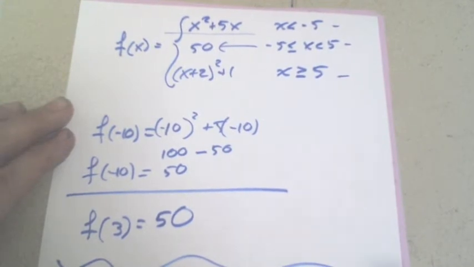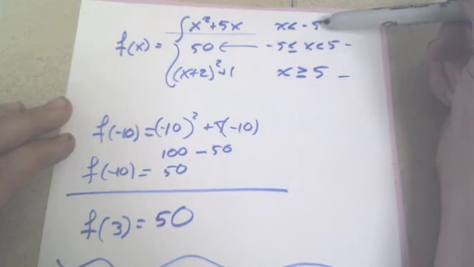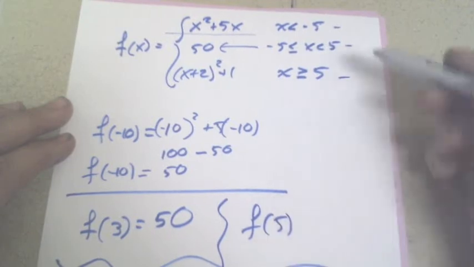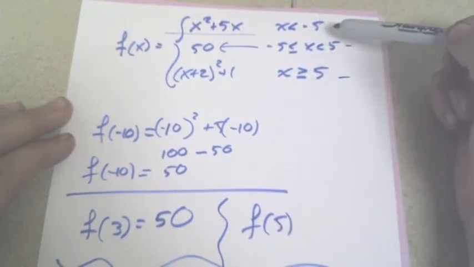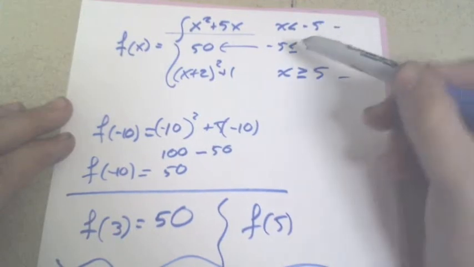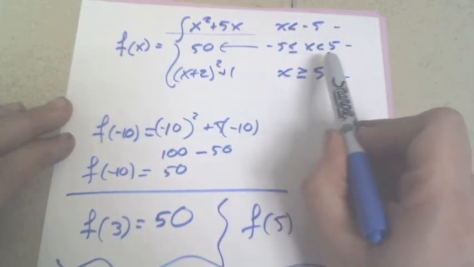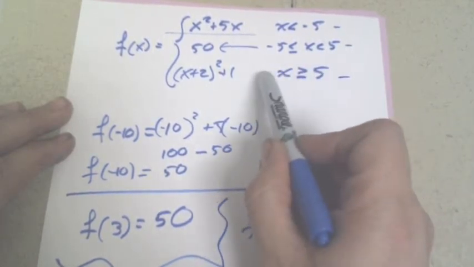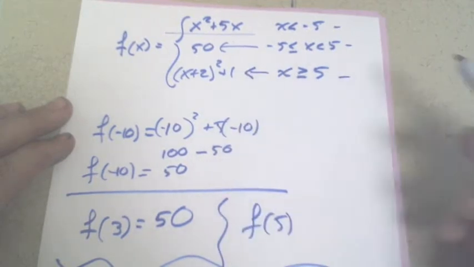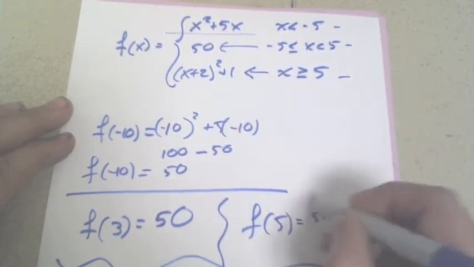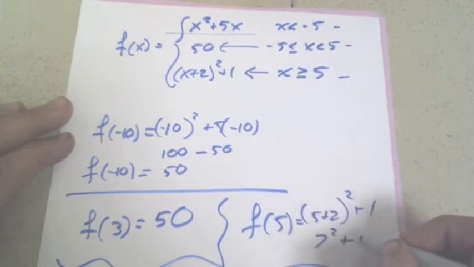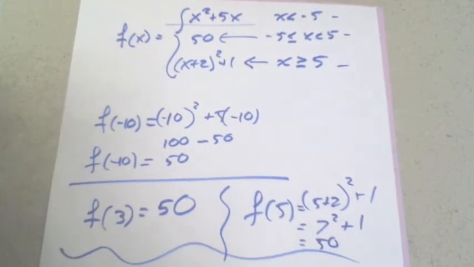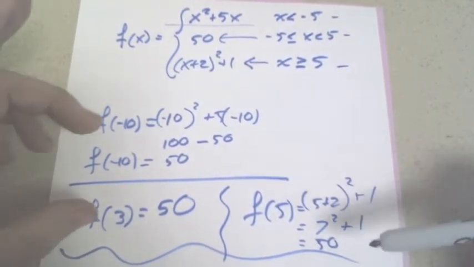f of 5. Again, you stop and figure out which one of these groups the 5 is in. Sorry, f of 5. Which one of these sets is the 5 in? Well, 5 isn't less than -5. It's not strictly less than 5. 5 is greater than or equal to 5, so we have to use this rule. So we put it in there. 5 plus 2 squared plus 1 is 7 squared plus 1 is 49 plus 1. It's again 50. I did that for fun. I kind of made them all be 50 because I have fun.